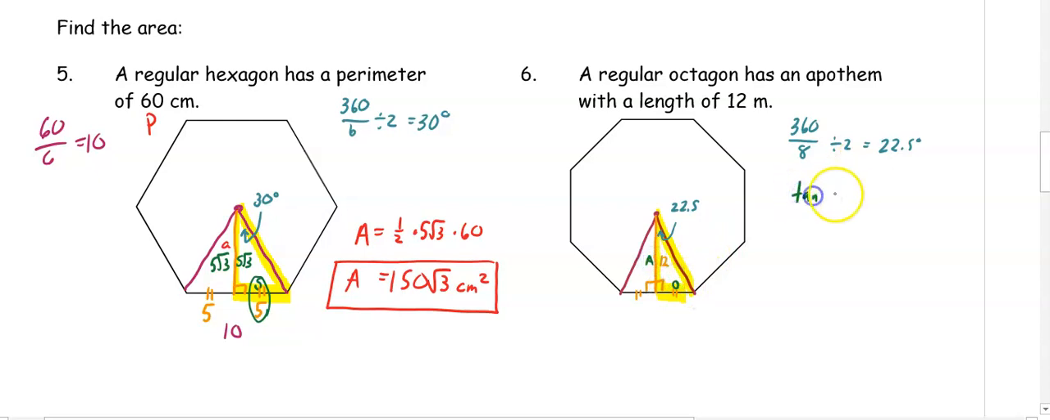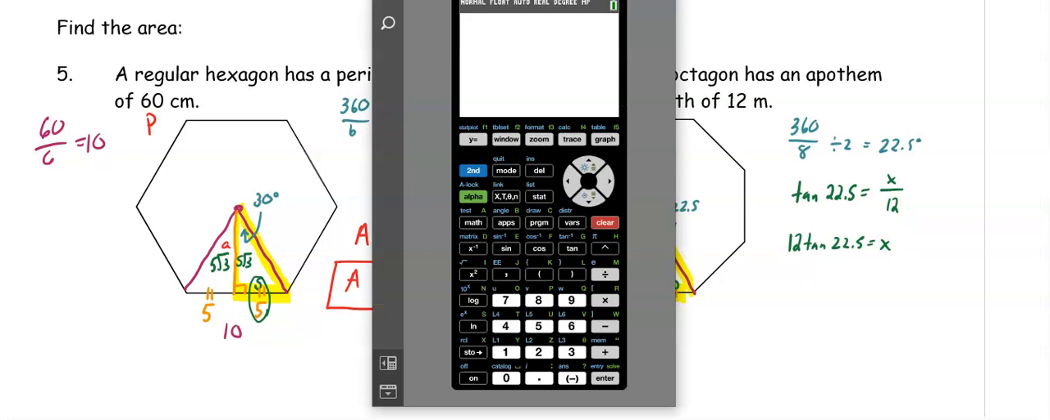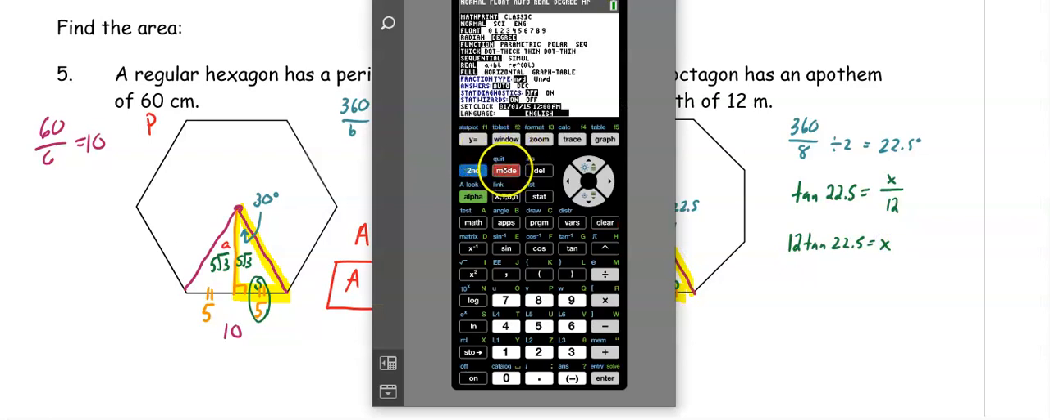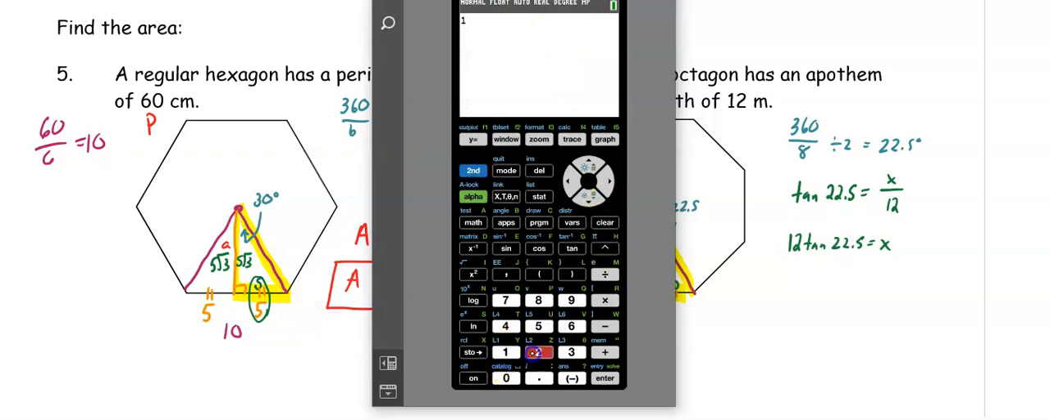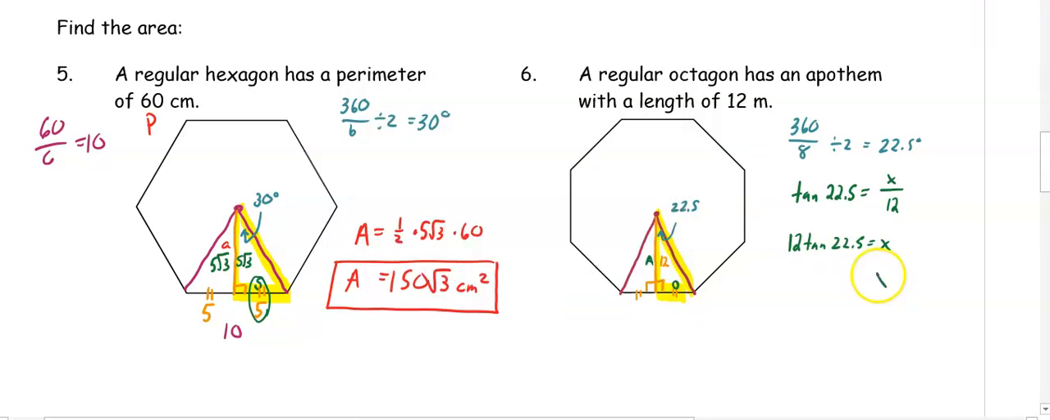So the tangent of 22.5 is equal to the opposite side, which we'll call x, over 12. Because the number is on the bottom, that means we are going to multiply. So we get 12 tangent of 22.5 equals x. So if we go to our calculator, make sure you hit mode and make sure that degree has the black box around it. And then we put in 12 tangent of 22.5. We're going to round to the nearest tenth. So that's going to round to 5.0.